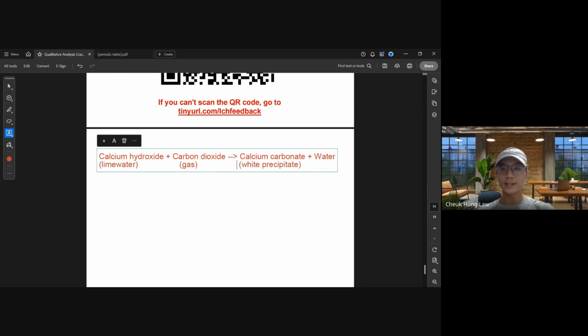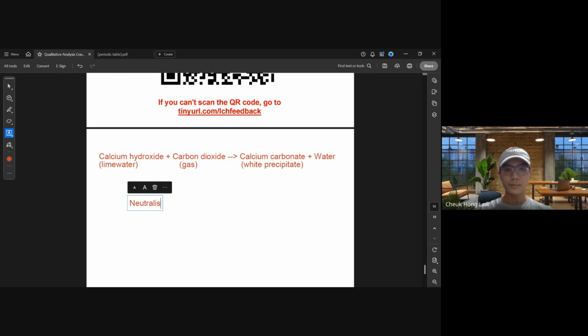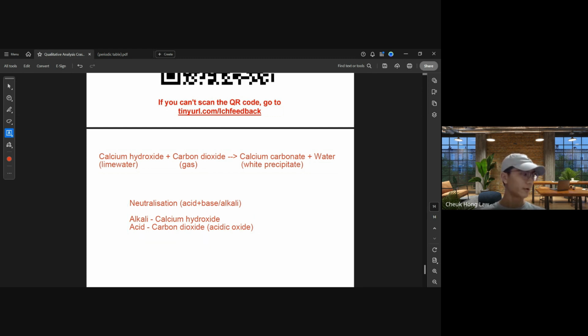So this is your neutralization reaction. Neutralization is acid plus base, right? Acid plus base or alkali. Your alkali in this case is calcium hydroxide, because an alkali dissociates or ionizes in water to form hydroxide ions. Then your acid is carbon dioxide. So remember your types of oxides, right? Carbon dioxide is your acidic oxide. So this is why this is a neutralization reaction.